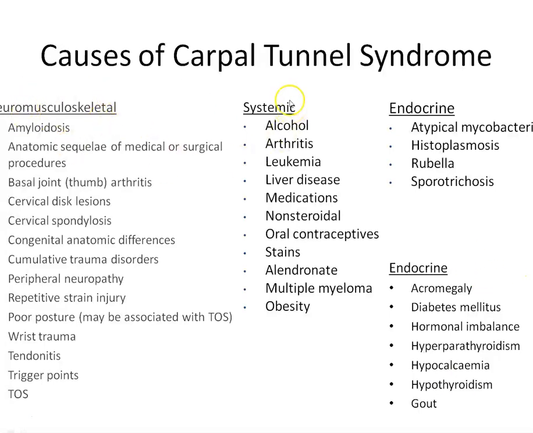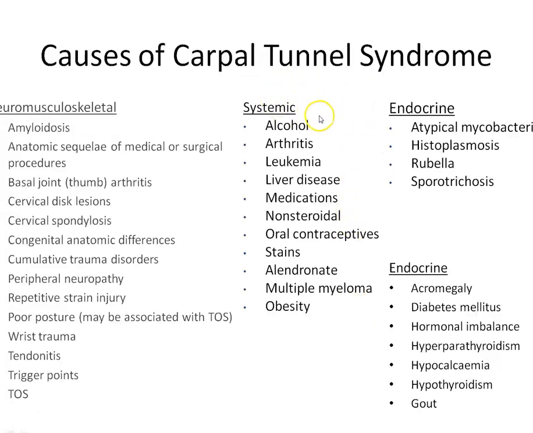And I broke them up by the different parts of the body. So within our neuromusculoskeletal system, someone with cervical issues can develop carpal tunnel syndrome, repetitive strain injuries, poor posture associated with thoracic outlet syndrome can be associated with carpal tunnel. Oftentimes, thoracic outlet syndrome is on here twice because oftentimes the median nerve is compressed within the thoracic outlet, which then leads to problems distally in the hand. So poor posture and thoracic outlet syndrome are probably common contributing factors you're going to see.